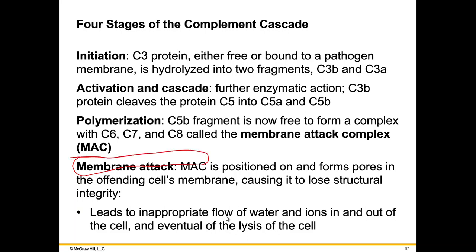And so what this membrane attack complex is, these various protein fragments are going to infiltrate the plasma membrane of a foreign cell and cause it to form pores. And these little pores are going to cause water and basically any other excess material inside or outside of the cell to infiltrate, and it's going to eventually make the cells rupture.